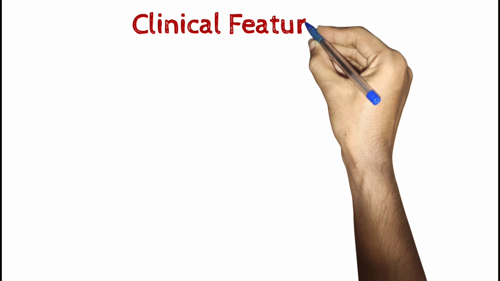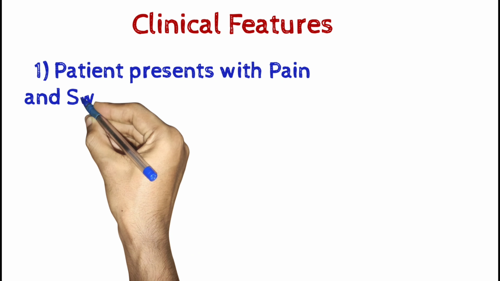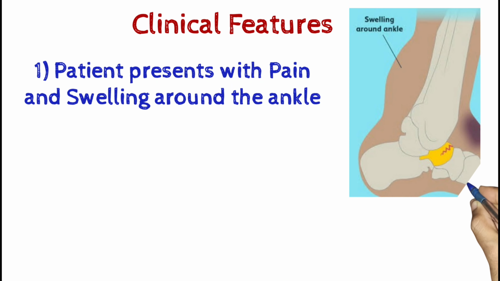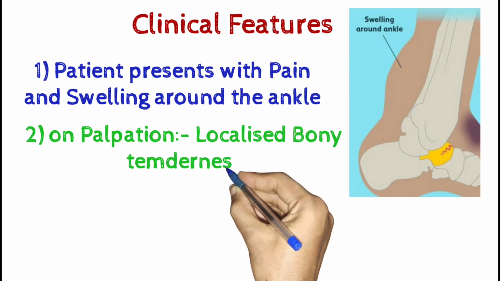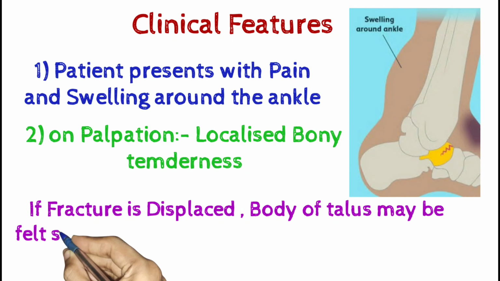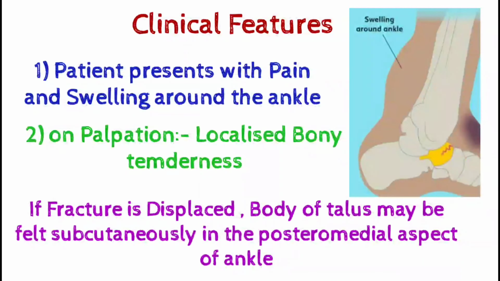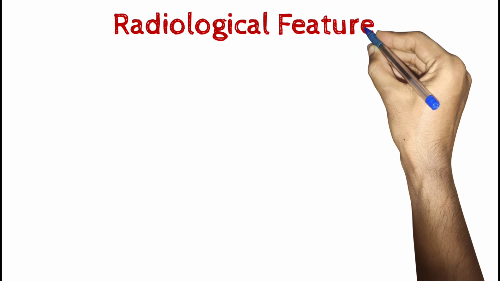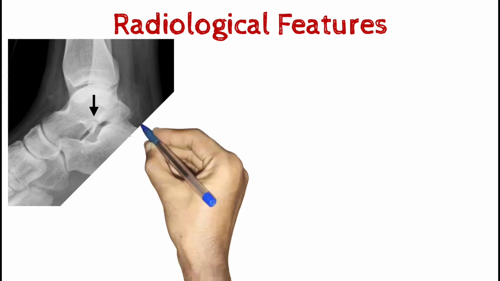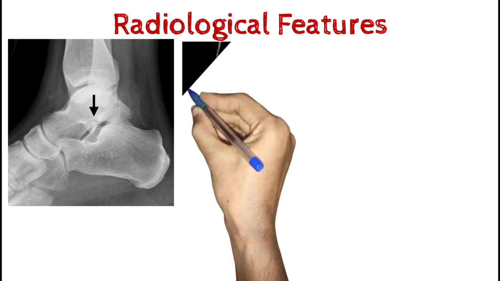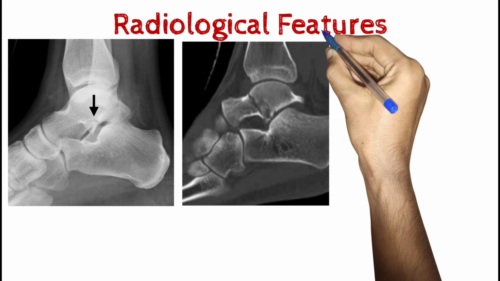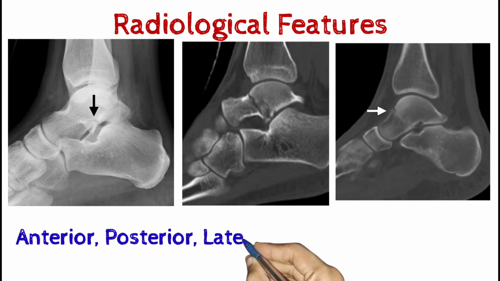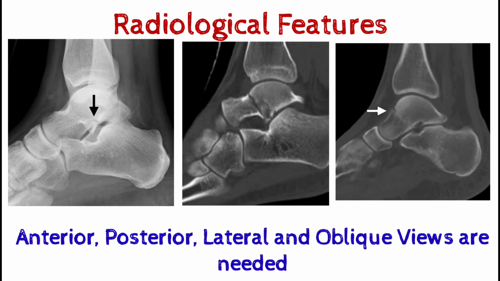Clinical features. 1. Patient presents with pain and swelling around the ankle. 2. On palpation, localized bony tenderness. Radiological features. Anterior, posterior, lateral and oblique views are needed.